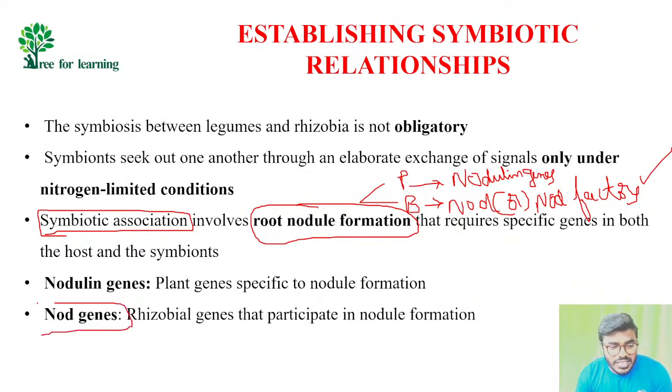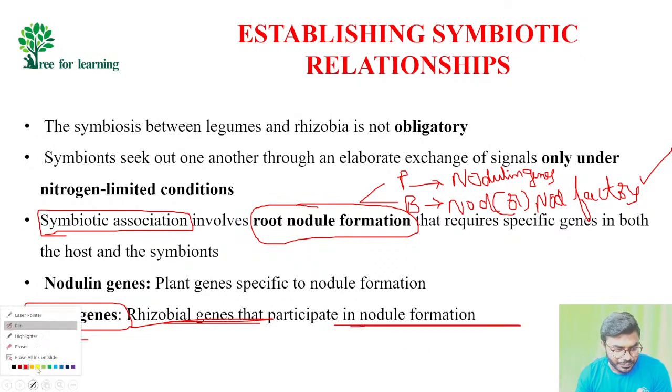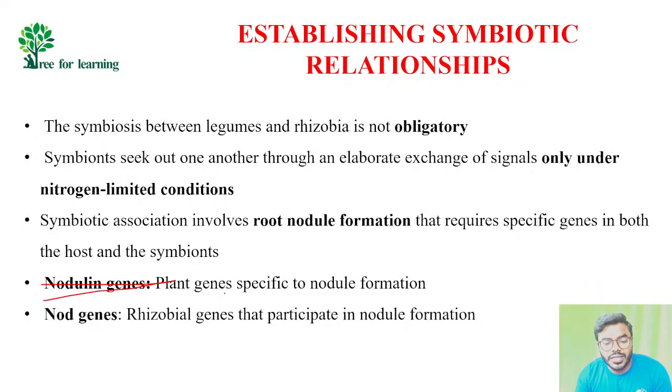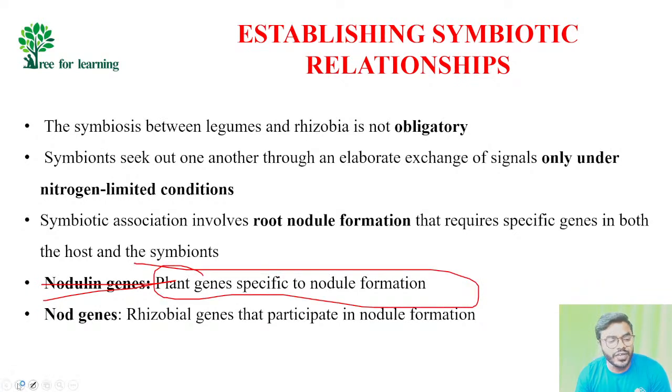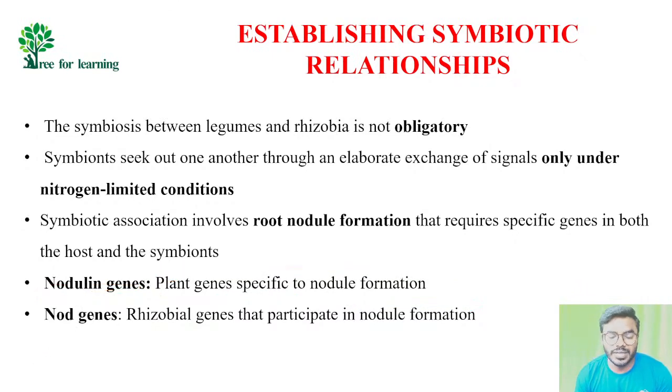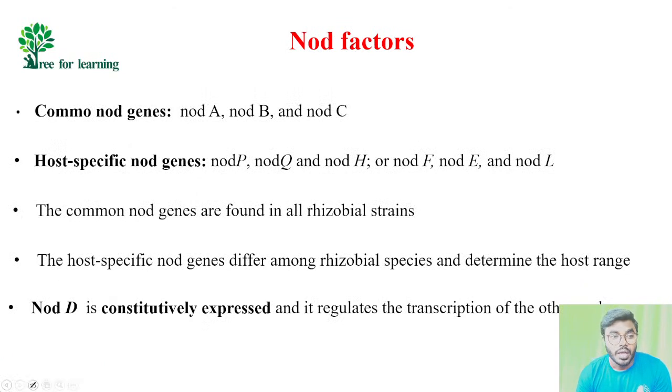So nod genes or nod factors are the bacterial genes required for root nodule formation. Nodulin genes are what, friends? They are the plant genes which are specific to what, friends? Nodule formation, right? Both are required. There is no doubt about it. Okay. All the students follow my words very correctly without having any confusion, friends.